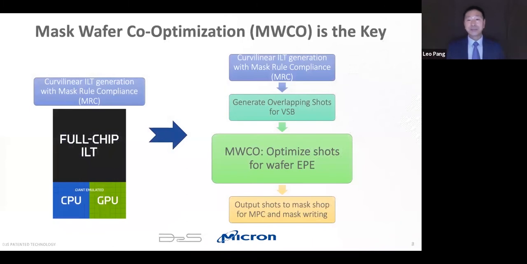So what's changed is this new technology we call mask wafer co-optimization, or MWCO. In the traditional approach, we first generate the curvilinear ILT mask pattern, and then we do MDP, generating the overlapping shots so that we try to match the curved mask shape. But in this new approach, instead of trying to match the mask shape, we are going to match the wafer shape. So we call that MWCO.